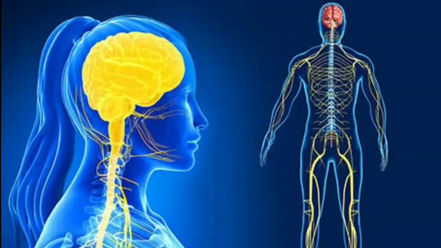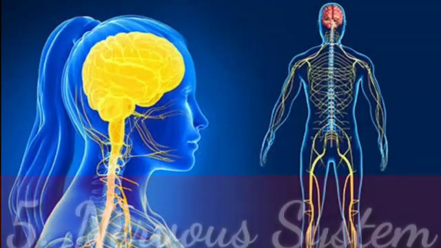Today, in this video, we are going to learn about a system which controls and coordinates the functioning of various organ systems and helps us to see and respond to the various things around us. Yes, it is the nervous system.